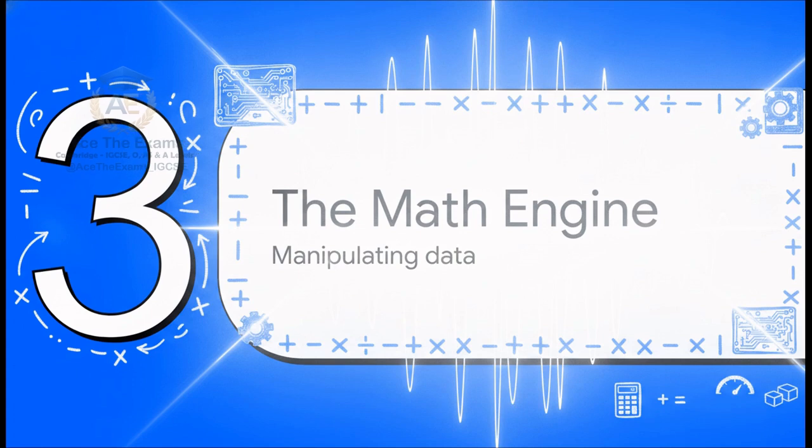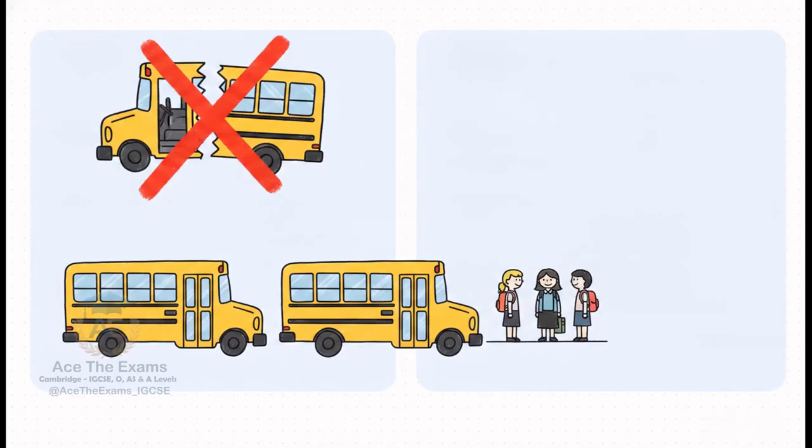Okay, Section 3, the math engine. Let's look at how we actually manipulate all this data. We're all pretty familiar with standard addition, subtraction, and multiplication, right? But division gets kind of interesting in coding. Standard division can give you fractional decimal values. But integer division is incredibly useful when we strictly need whole numbers and a remainder.